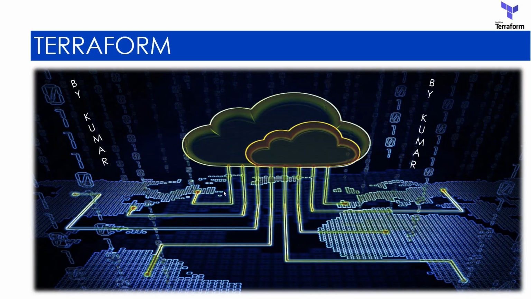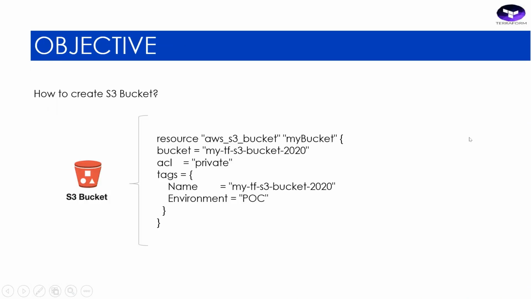Hello and welcome. In this lecture, we are going to talk about how to create an S3 bucket with the help of Terraform. Just a simple example: we are going to create an AWS S3 bucket with the resource type aws_s3_bucket, and the name of the resource will be my_bucket. The actual bucket name will be my-tf-s3-bucket-2020, the ACL we are going to use is private, and the tag name is environment POC.